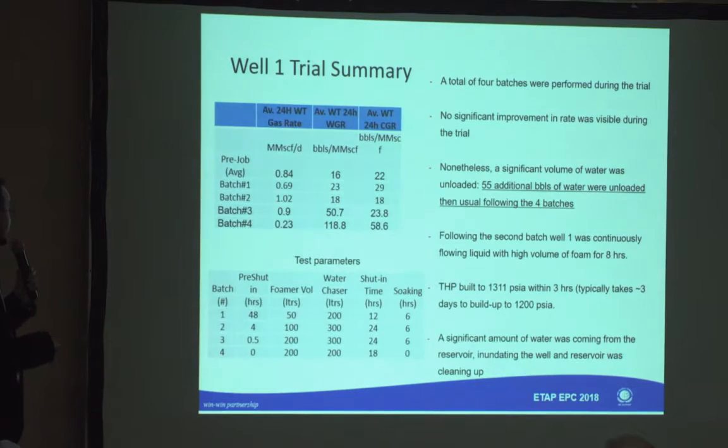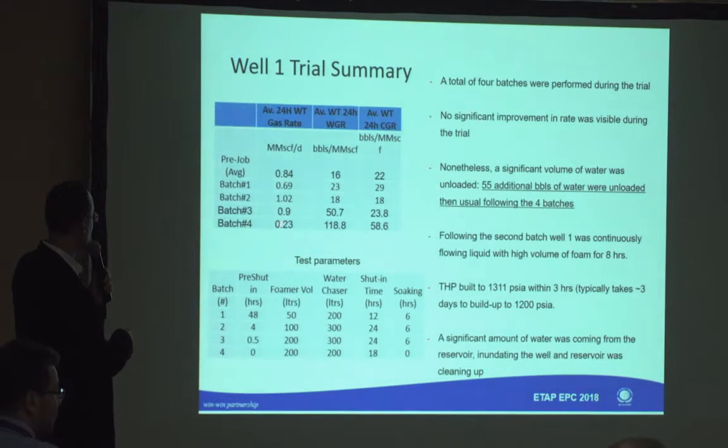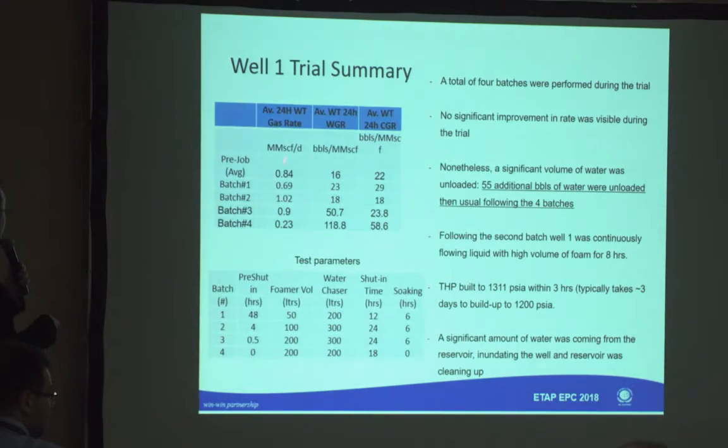So when we did the batch, these are the results. On this table you find the average 24-hour gas rate, on this column the water gas ratio, and on this column the condensate gas ratio. And you can see that when we did the batches, we did not see really a significant increase in the gas production. But what we saw was a significant increase in your water gas ratio and your condensate gas ratio.